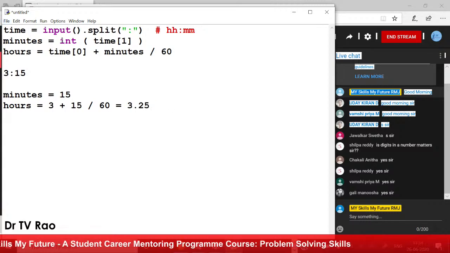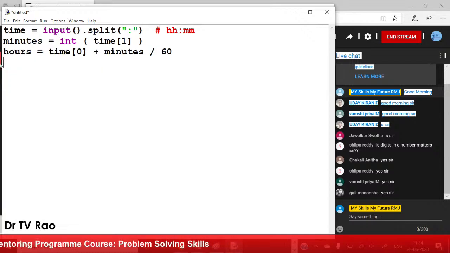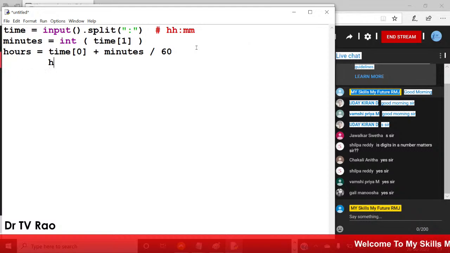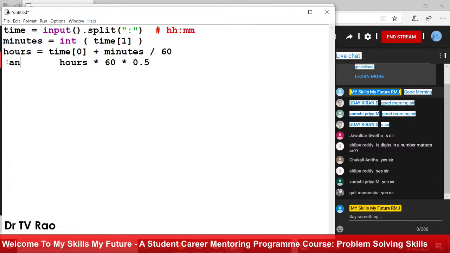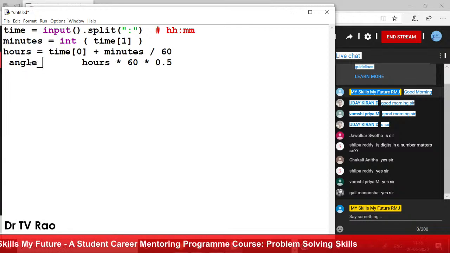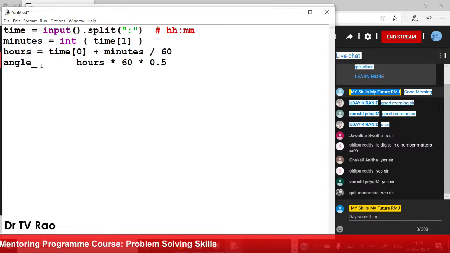Now, convert hours into minutes. And for each minute, this hand rotates by 0.5 degrees. Now this is the angle rotated by the hours hand. This is the angle rotated by the hours hand. Okay.